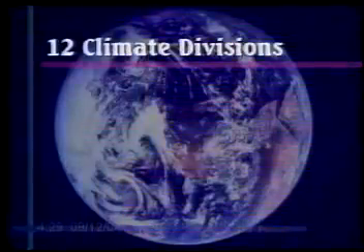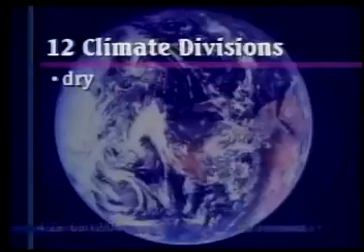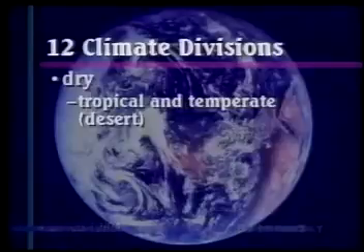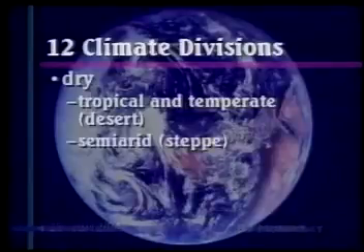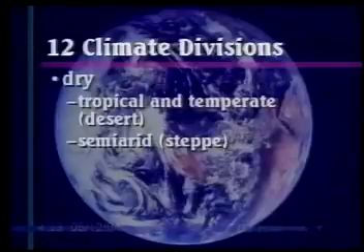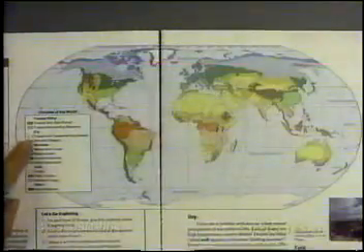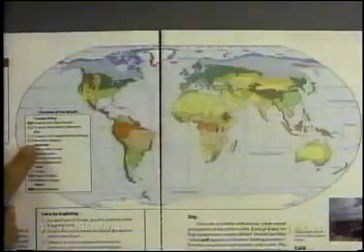So our dry climate is divided into 2 types. We have dry, tropical, and temperate, or just tropical and temperate dry. That's desert area. And we have semi-arid. Arid just means dry. So we have semi-dry, which is also called steppe. So let's look in your textbook for those. The tropical and temperate dry desert is yellow, and the semi-arid is gold.